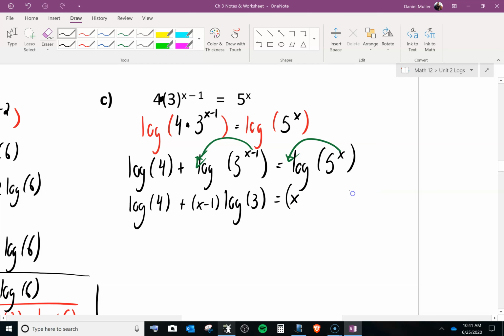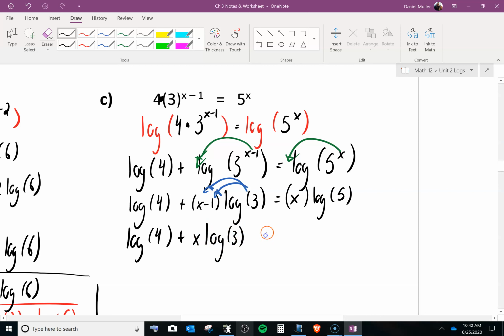So the x comes down, so log 5 times x. The x minus 1 comes down, times that by the log 3, and this log 4 is just by itself. However, this can be multiplied in. It needs to be FOILed in or expanded in, or however you want to word that. So there's going to be an x log 3 and a negative 1 log 3, which I'm just going to write as negative log 3. You don't need the 1 in front.